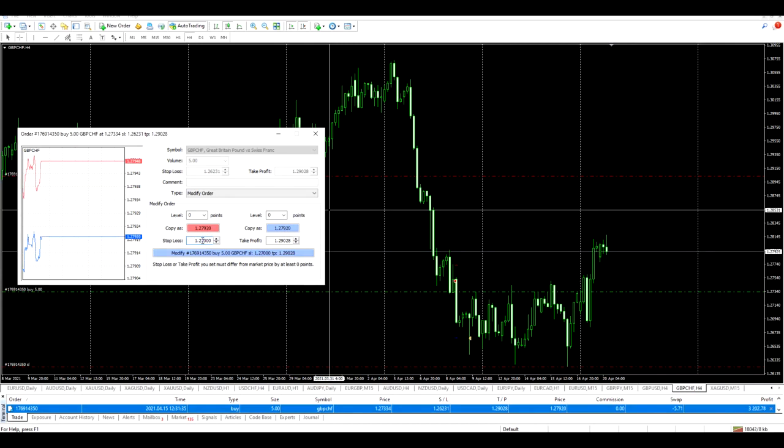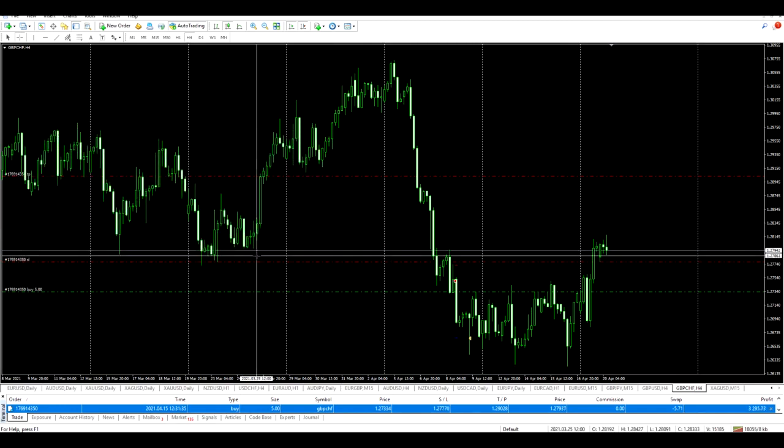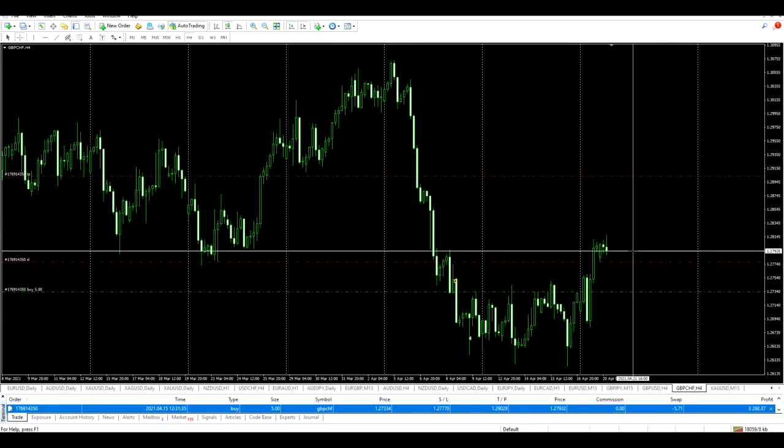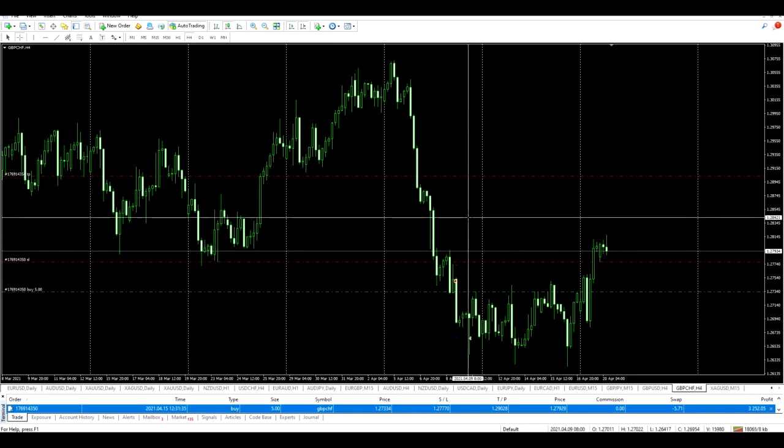It's part of the general rules for trade management that we would make use of. And let's do that. Okay, so I've moved it up to here. And we're going to let this trade play out for the next while and see how it goes. So I'll be back to monitor this.